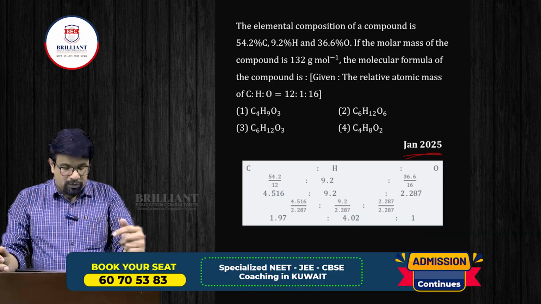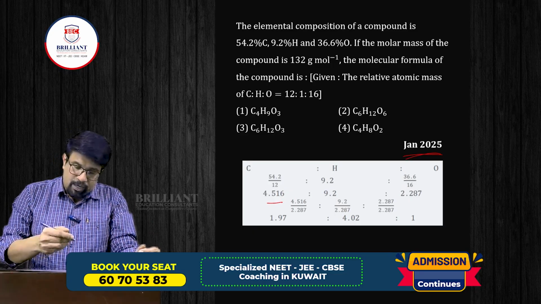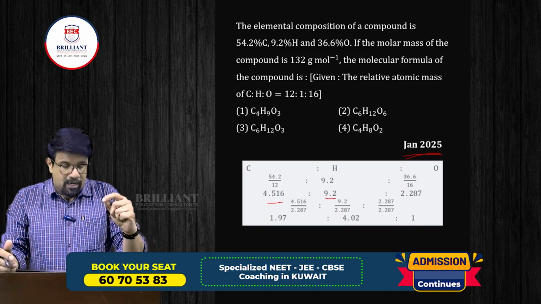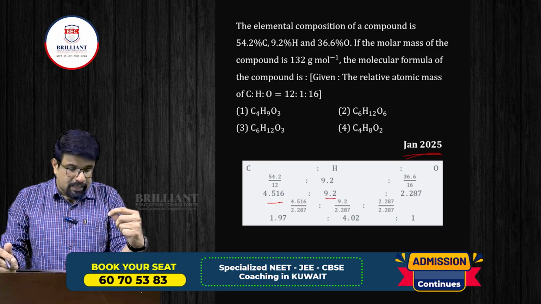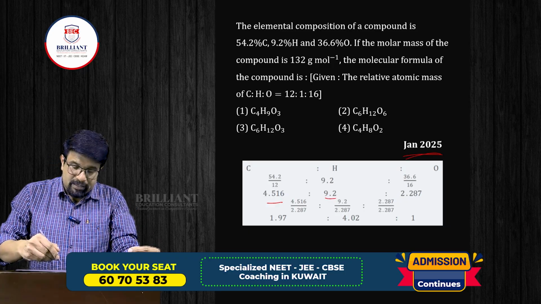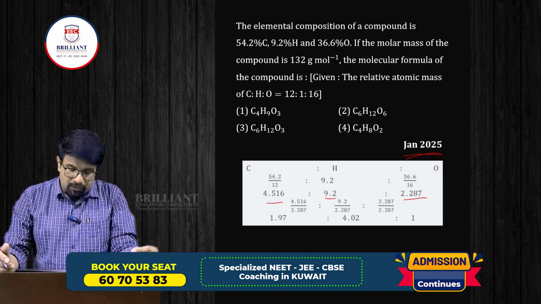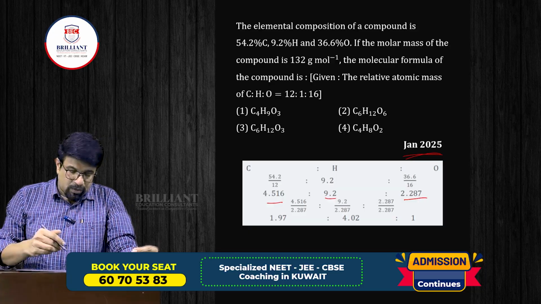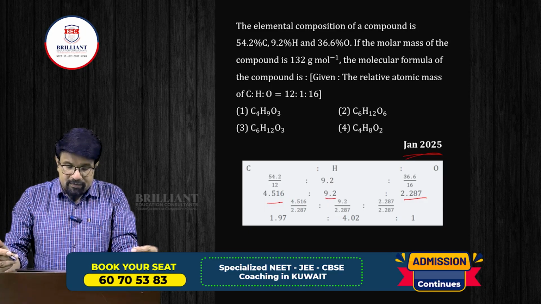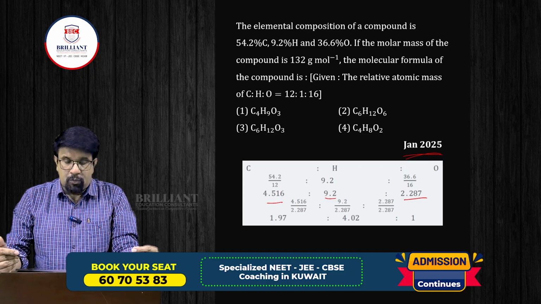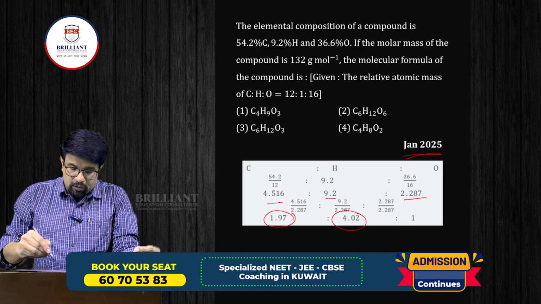54.2. So 54.2 divided by 12, we will get 4.516, right? Then hydrogen 9.2, hydrogen mass is 1, that's why 9.2, right? And here you can see oxygen is also there, the percentage they have given is 36.6%. So 36.6 divided by 16, we will get around 2.287. So how can we convert to a whole number value? 4.516 divided by 2.287, 9.2 divided by 2.287 and 2.287 divided by 2.287. At that time you will get 1.9, 4.02 and 1.